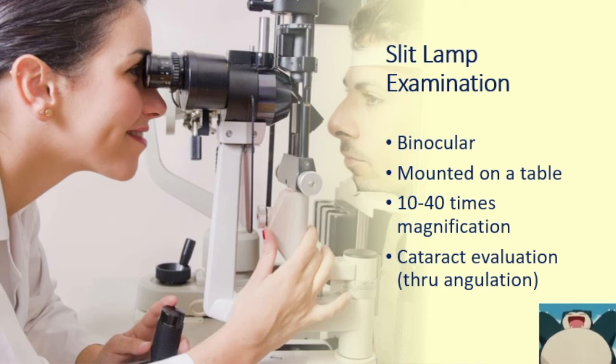However, in slit lamp examination, we are evaluating for cataract through angulation. So we are differing the angles of the light, or the ophthalmologist will be differing the angles of the light for him or her to see the cataract of the patient.